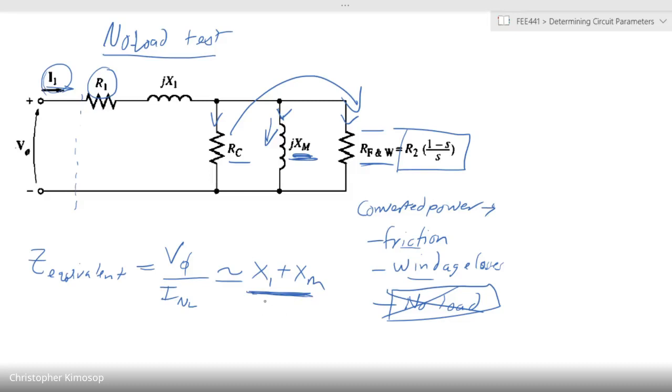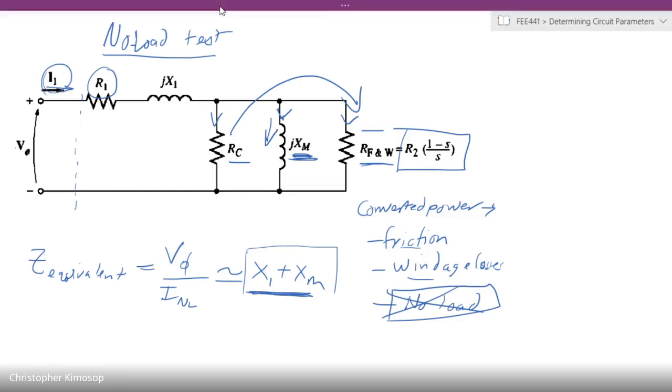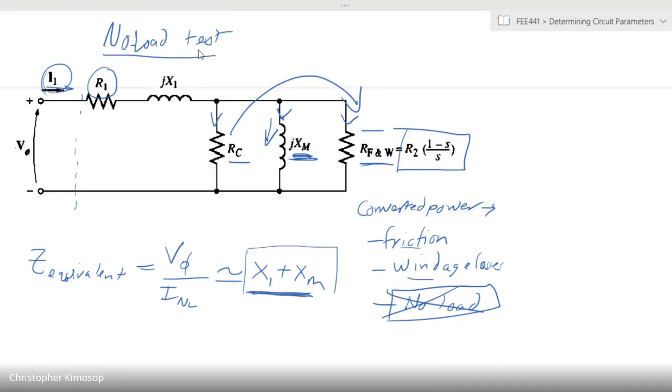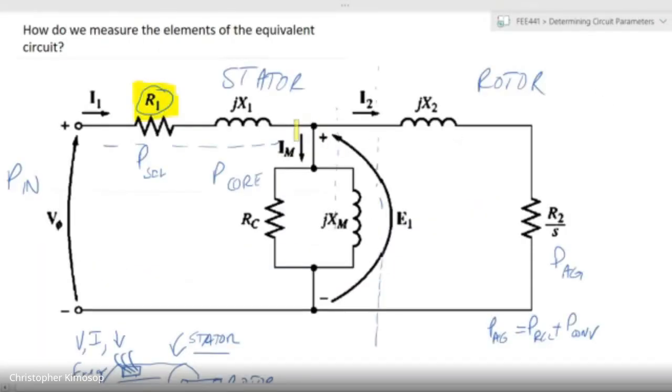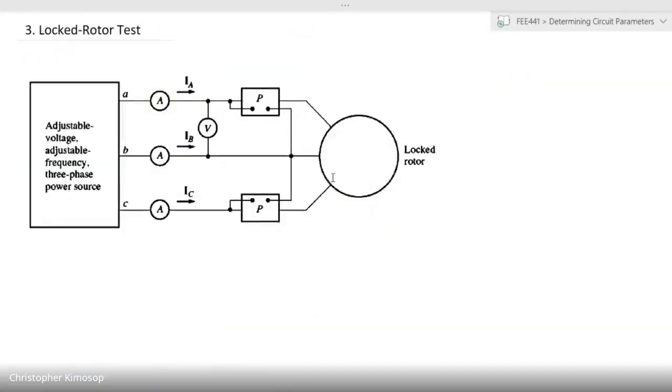So now we've established some more elements, albeit as a sum of each other, but hopefully we will be able to separate them out using the final circuit that we are going to look at, or the final element that we are going to take a look at. So let's look at the locked rotor test.